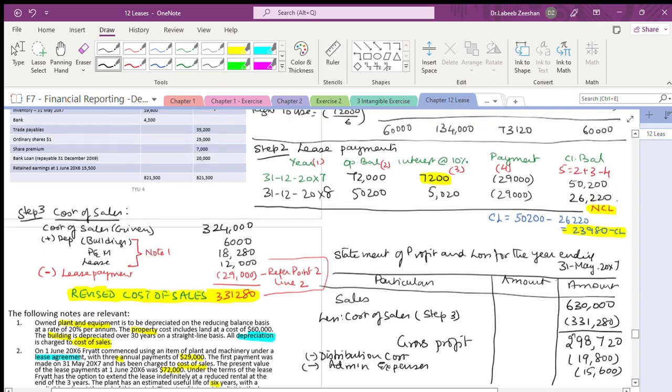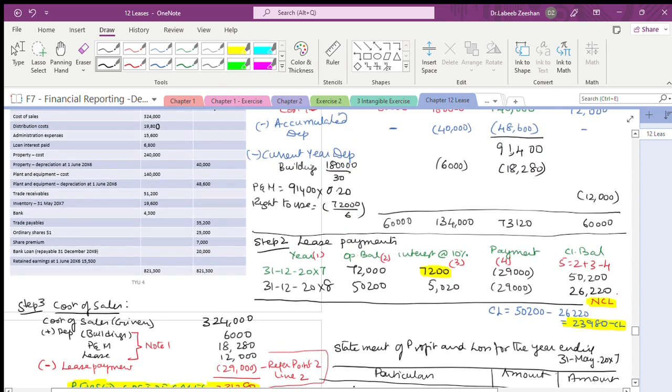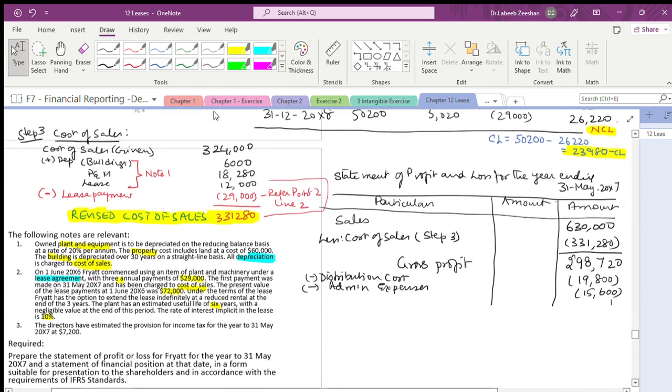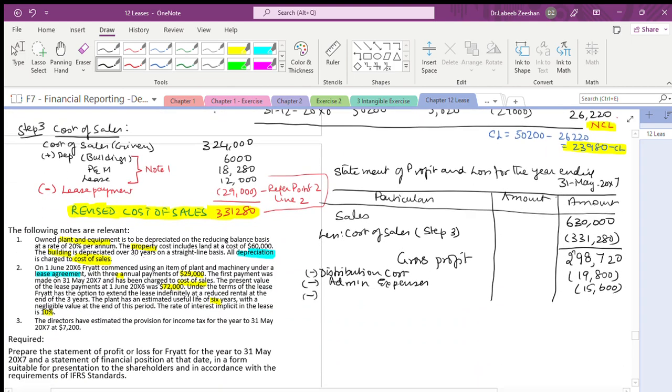You have loan interest, already paid, is it right? Loan interest paid, how much? 6,800. You have another finance cost, is it right?